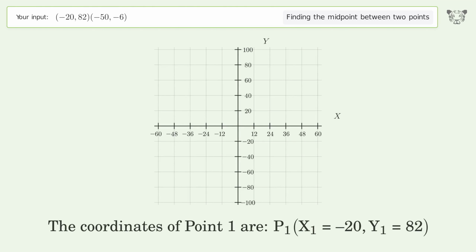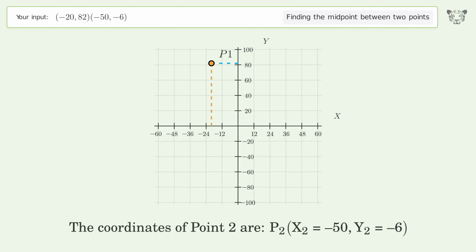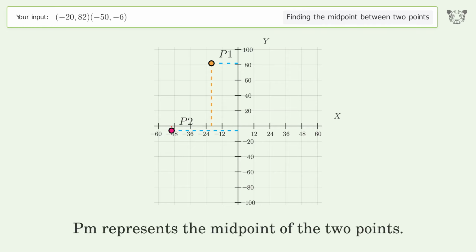The coordinates of point 1 are, x1 equals negative 20, y1 equals 82. The coordinates of point 2 are, x2 equals negative 50, y2 equals negative 6. PM represents the midpoint of the 2 points.